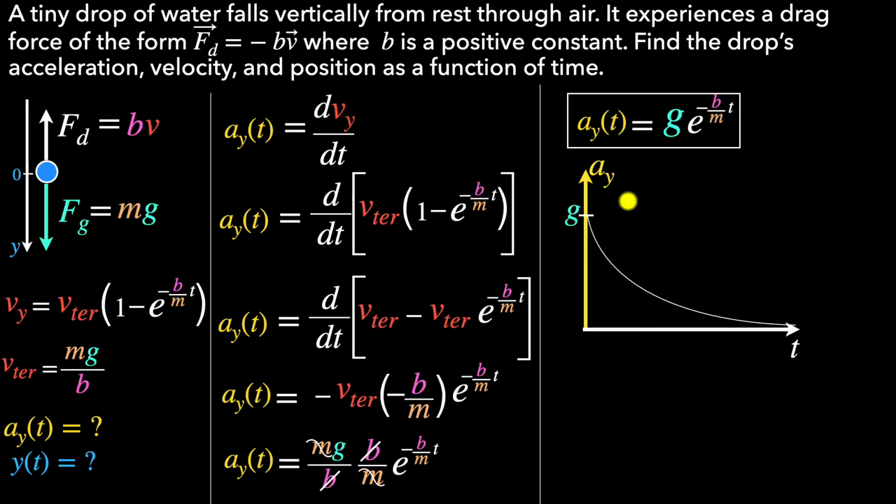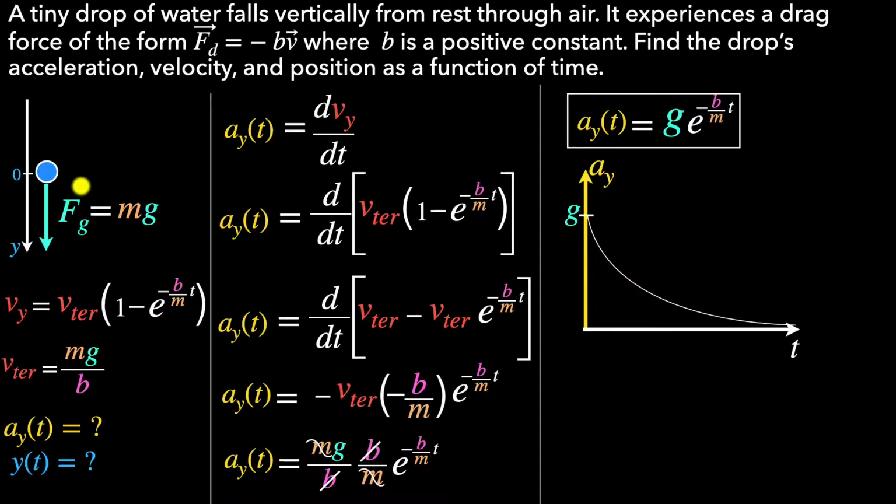But does this make sense? Does this make intuitive sense? Well, let's go back over to our free body diagram and think about this. At time t equals 0, the velocity of the raindrop is 0 because it's starting from rest. That means at time t equals 0, the drag force is 0. Since gravity is the only force acting on it, it's in free fall. Its acceleration is just g, and that's exactly what we got. That makes sense.